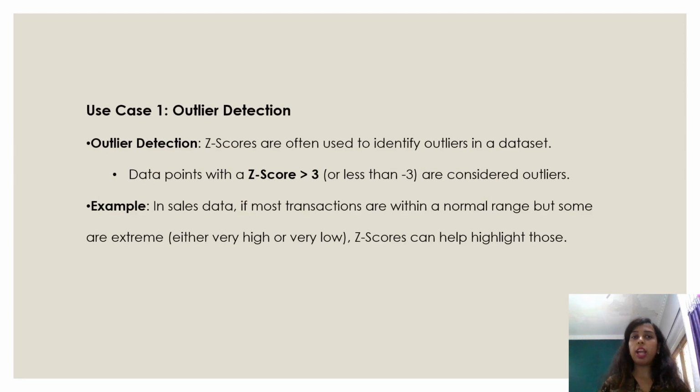Now let us look at some real-world use cases for z-scores. The first and most common use case is outlier detection. An outlier is a data point that differs significantly from the rest of the data. Typically, if a data point has a z-score greater than 3 or less than -3, it is considered an outlier. For example, in a company's sales data, if most sales range between $100 and $200, but you have one transaction that is worth $1,000, the transaction will likely have a very high z-score and be identified as an outlier.